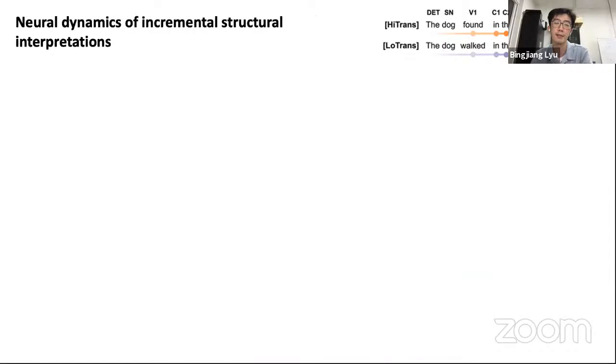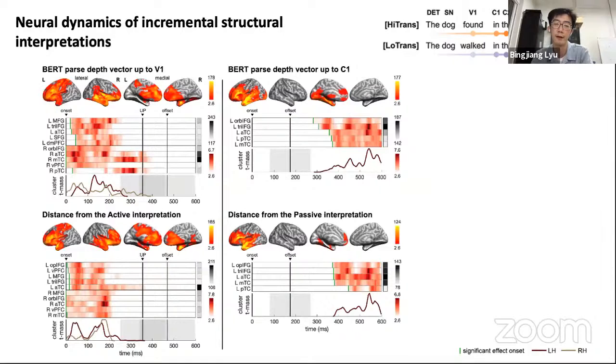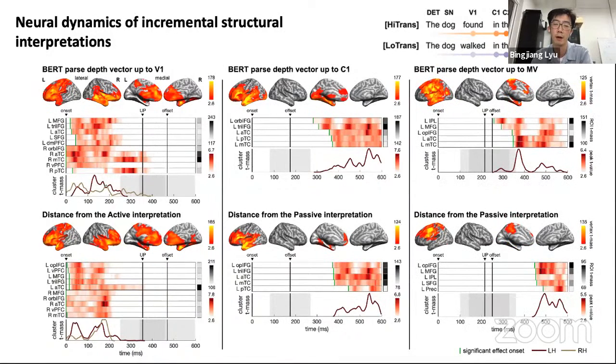So next, using RSA, we tested BERT structural measures against the corresponding brain data to investigate the neurodynamics of incremental structural interpretation. In light of the constraint-based approach and the previous behavioral results, we combined the two types of sentences as one group. We found the effects of BERT structural measures as the sentence unfolds. So at the first verb, when the initial structural interpretation is established, at the preposition, when the structural interpretation starts to be updated, and at the main verb, when the intended structure is eventually resolved.